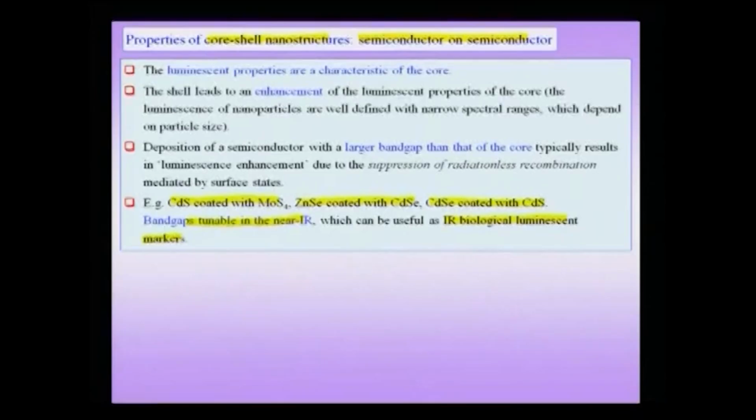and therefore you can tune the frequency which is emitted. In such core shell structures, the luminescent properties are typically characteristic of the core, and we will take up an example. And the shell actually leads to an enhancement of the luminescent properties of the core. When we talked about core shell structures in detail before, we said that the shell could actually be performing many roles.